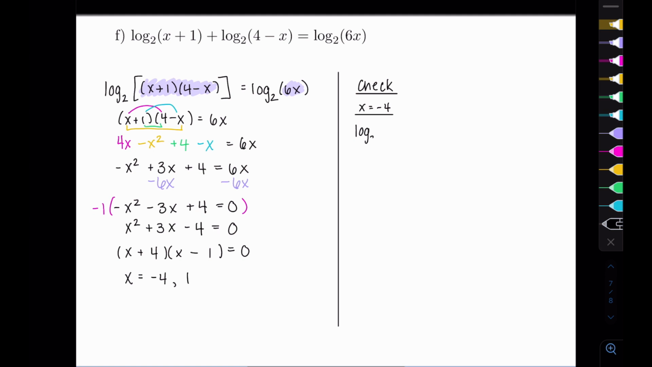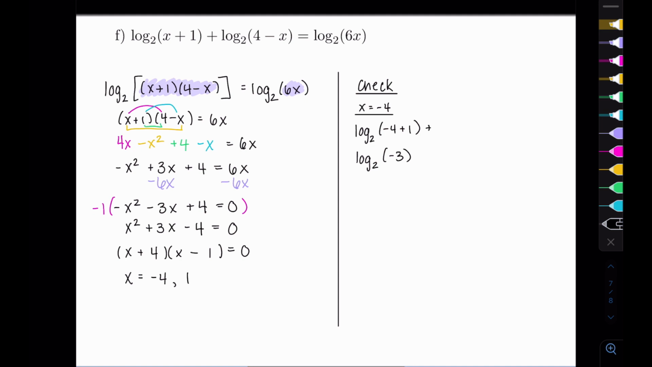So this would give us log base 2 of -4 plus 1. Honestly, without even going further, I can stop here. This gives you log base 2 of -3. And that is a problem. So I don't need to move any further. This solution is no good because I cannot take the log of a negative number.